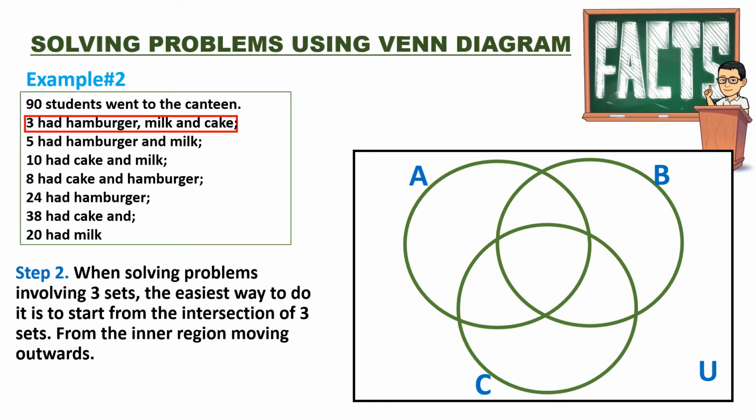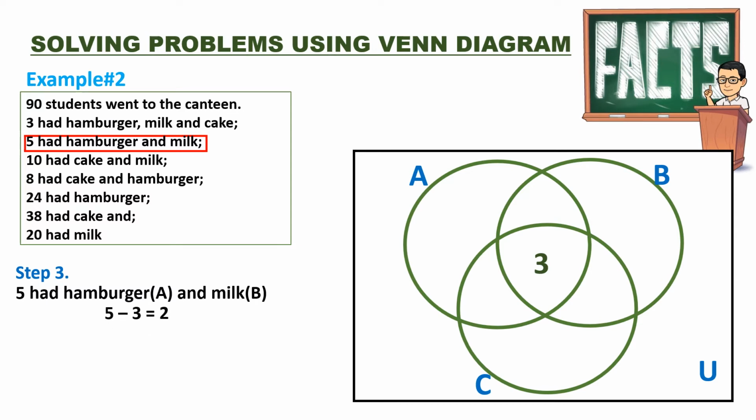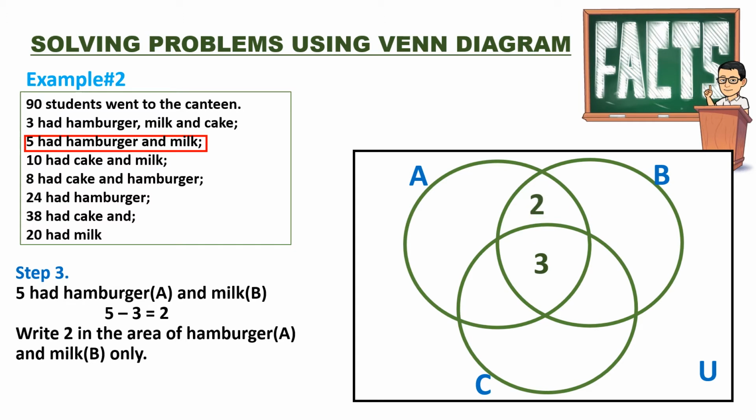So we have 3 had hamburger, milk, and cake. So that is the intersection. So write the cardinality 3 in the intersection of three sets. Step 3, 5 had hamburger and milk. So 5 minus 3, that is 2. Write 2 in the area of hamburger and milk only.